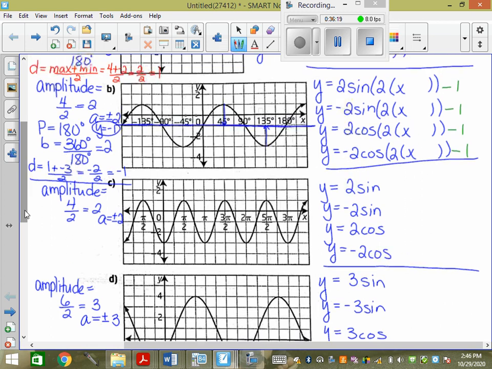The next one, my amplitude is 2, so I'm going to count down 2, count up 2, and I'm going to meet again at y equals negative 1. The B for this one, B equals 2 pi divided by the period. The period of this one, if I start here, I go up past the max, past the min, it's pi. 2 pi divided by pi is 2. 2 again.